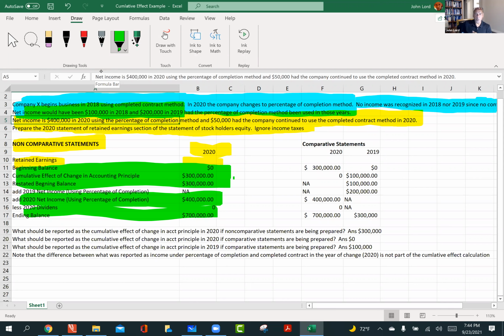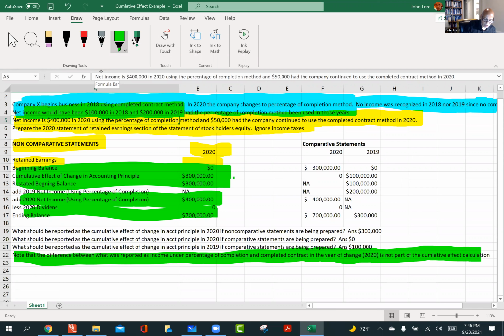I use percentage of completion to calculate my net income in 2020. I gave you the difference for 2020, what it would have been between percentage of completion, the 400,000, and completed contract, the 50,000, but I did that so that you know to ignore it. Because the question will do that. They'll give you that. That is not part of the calculation. No, the difference between what reported income is under percentage of completion and the completed contract in the year of change is not part of the cumulative effect calculation. It's everything that happens what? Before the year of change.